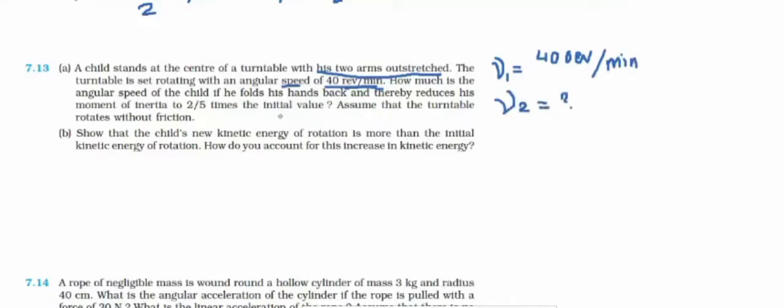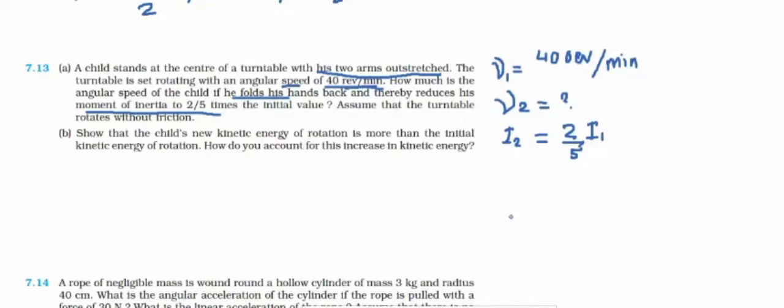If the child folds the hands, thereby reduces his moment of inertia by 2 by 5 times the initial value. So what is given there? I2, the final moment of inertia, is equal to 2 by 5 I1. This much is the details given in the question in part A.